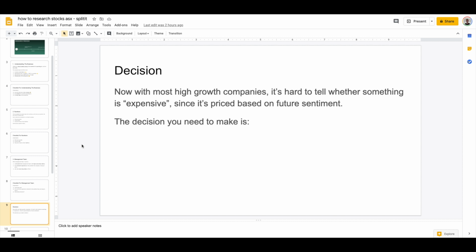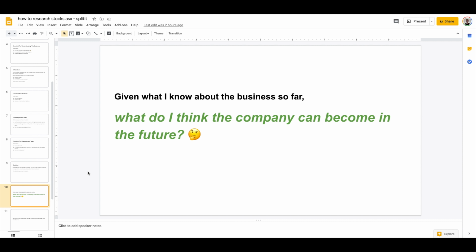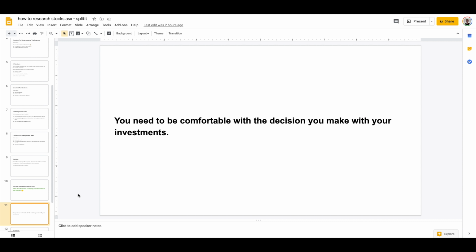And granted that we have a pandemic going on and everything is kind of favoring the buy now, pay later space, the decision you really have to make on whether to commit more time is, given what you know about the business so far, what do you think the business can become in the future? That's really a question you have to ask yourself, because ultimately, you need to be comfortable with the decision you make. And the way I like to think about it is, can I sleep at night knowing that I bought into this company at this particular price? Less so the price, which is less important to me, but more in terms of what I believe the future prospect to be for the company.